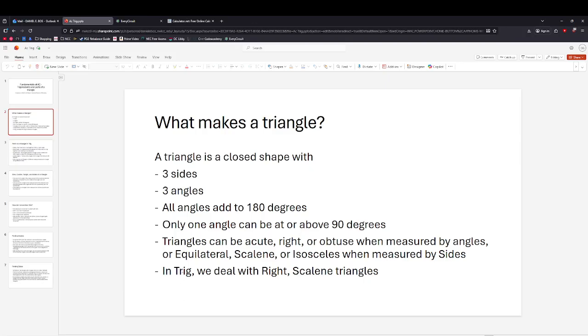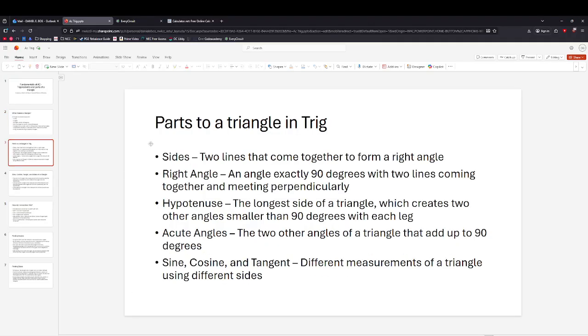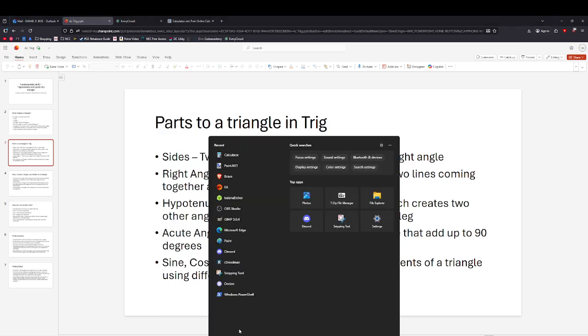But in the trigonometry that we've been doing, we deal with right scalene triangles because they have a 90-degree angle and they're even-ish. It's easier to get your opposite and your adjacent with that. So, parts of a triangle in trig.